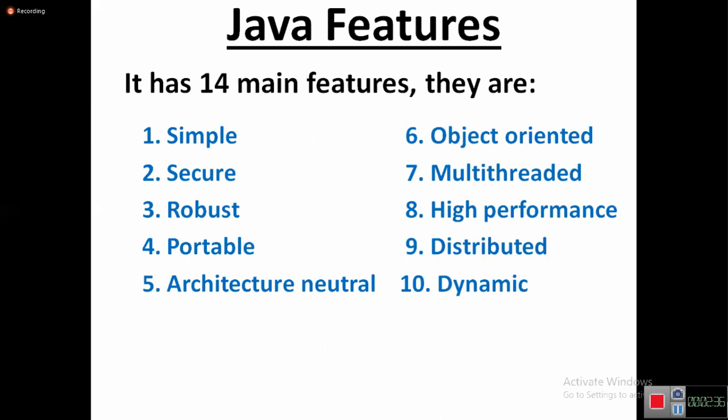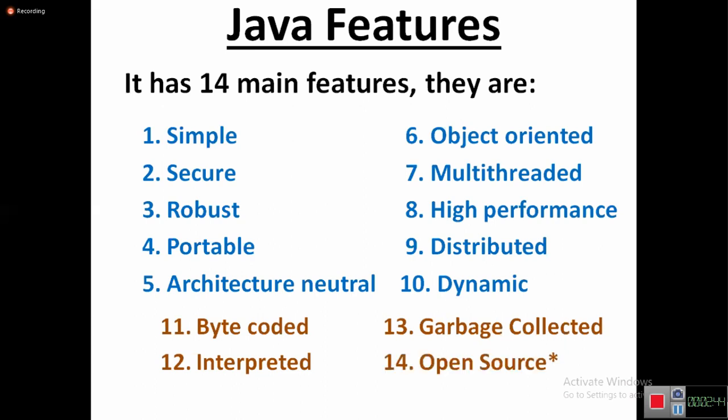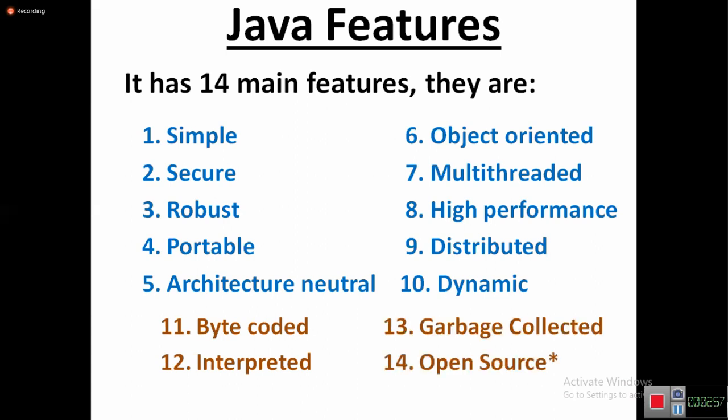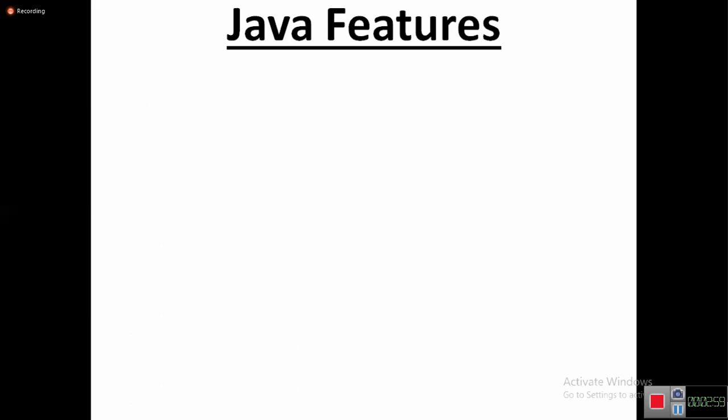Now still we have four features. What are they? Byte coded, interpreted, garbage collected, and open source. These are the features of Java. So repeating once again: byte coded, interpreted, garbage collected, open source. Now come on, all features again you should learn by heart.